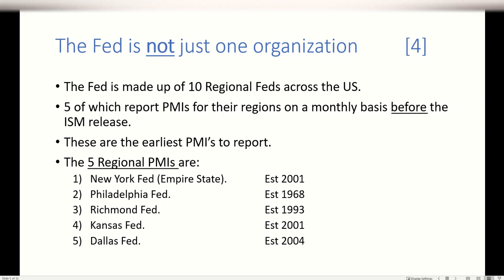These are the earliest PMIs to report in the United States, and they give you a leg up on the ISM. So there's 5 of them, and they're listed in front of you. You've got the New York Fed, the Philadelphia Fed, Richmond Fed, Kansas Fed, and Dallas Fed. And some have been established a bit longer, and some haven't.